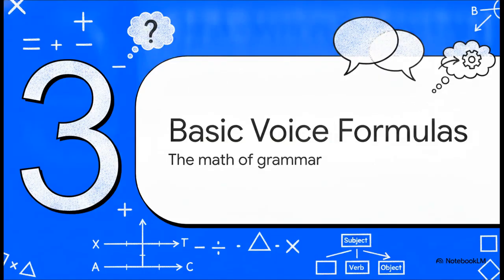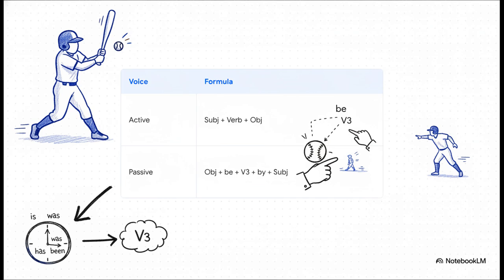All right, Section 3, the basic voice formulas. Okay, so if we treat sentence structure like a basic math equation, the active voice formula is a breeze. Subject plus verb plus object. Boom, done. But check out the passive voice formula. It's the object plus a be verb plus V3, which just stands for the past participle form of the main verb, plus the word by plus the subject.